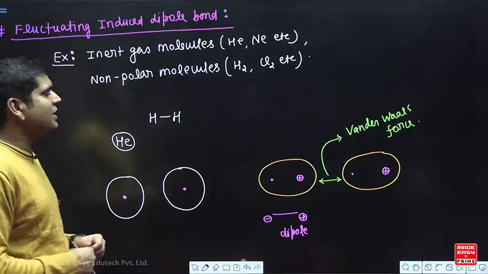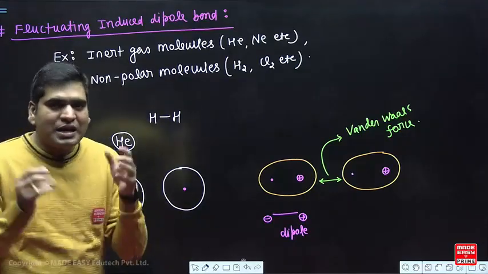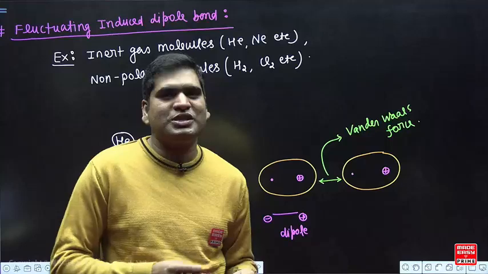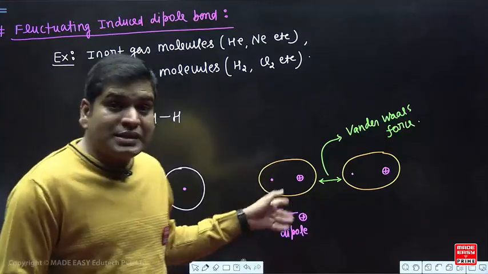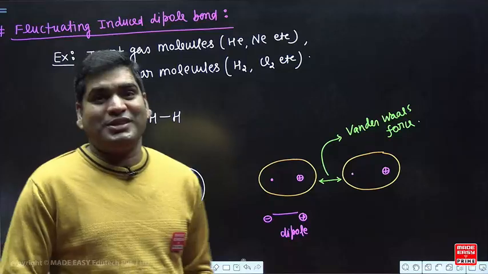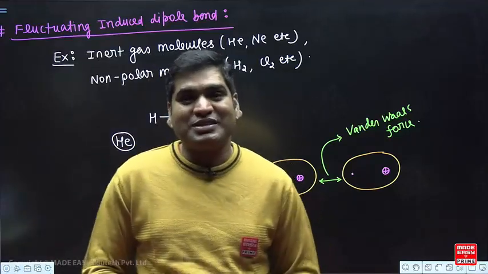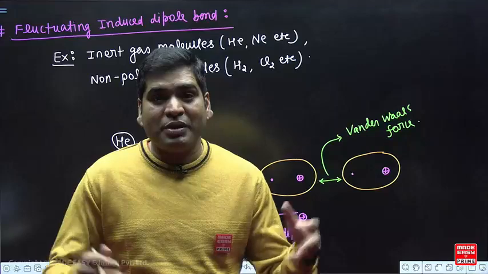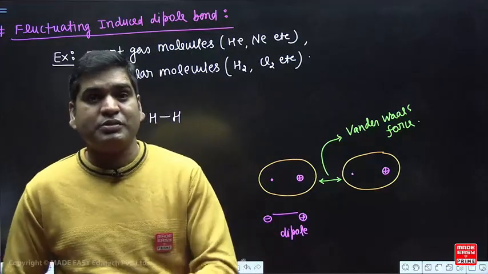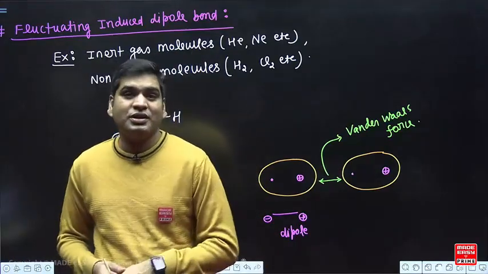Yeah, fluctuating induced dipole bond. Here thermal vibration is inducing this dipole, and that is the reason these gases become liquid at low temperatures, and below a certain temperature they may become crystal also. Argon becomes crystal below 4 degrees centigrade.